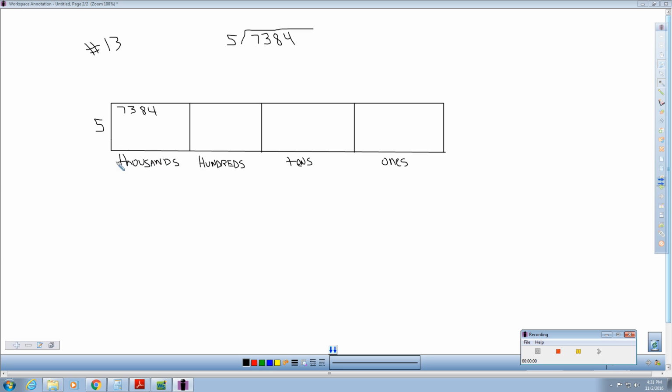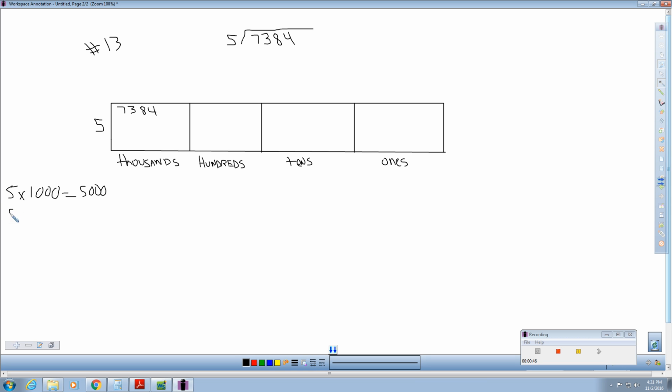We want to see how many thousands I can multiply 5 by and get as close to 7,384 evenly, but I cannot go over that. So let's take an example here. Over here we have 5 times 1,000. Okay, that equals 5,000. Alright, now that's below 7,000, so that one's good, but let's see if we can get a little closer.